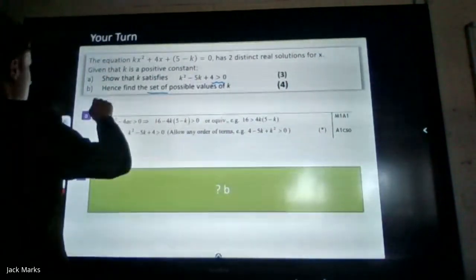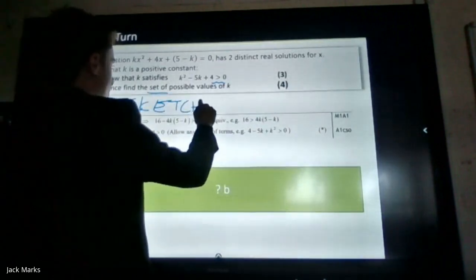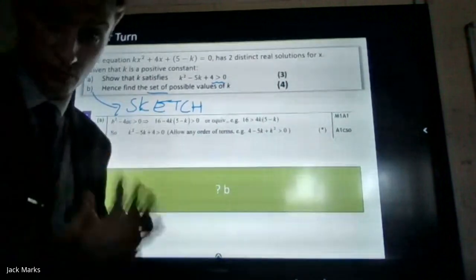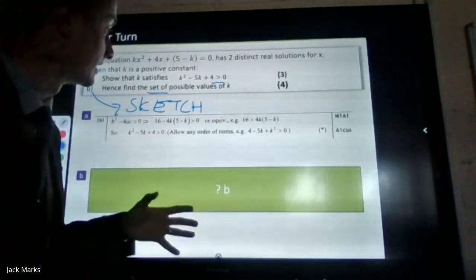Here's what you need to do for part B. You need to sketch this. Do not resist needing to sketch it. You need to sketch this. So many students try not to do this and they lose marks. So it's really stupid. Okay.